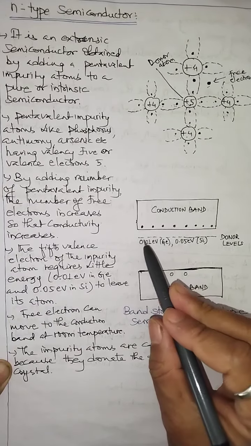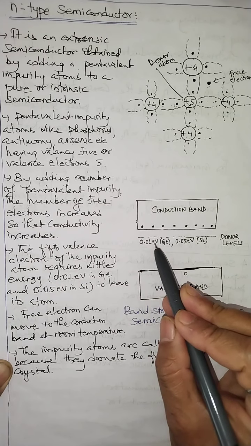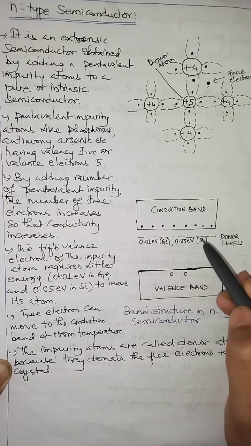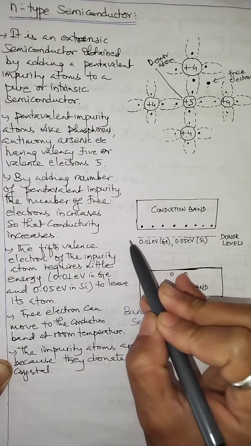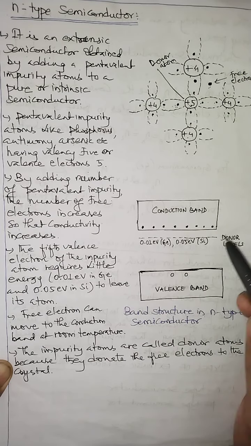And this energy level for germanium is how much? 0.01 electron volt just below the conduction band, and 0.05 electron volt just below the silicon conduction band for silicon. And this energy level is also called the donor level. We also call it what level? Donor levels.